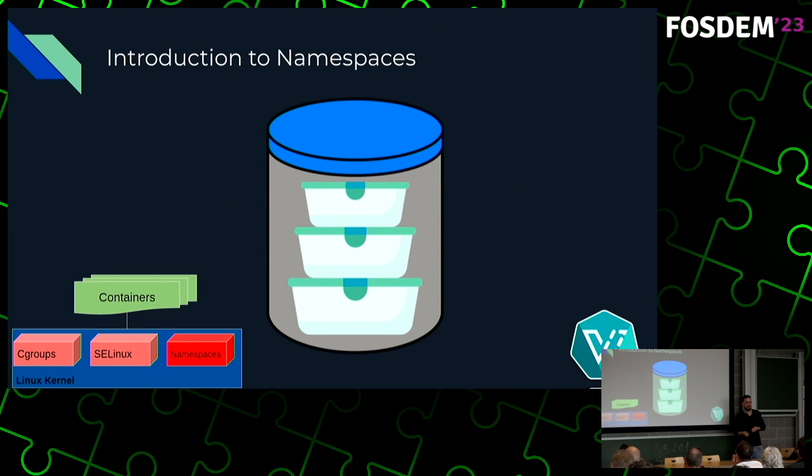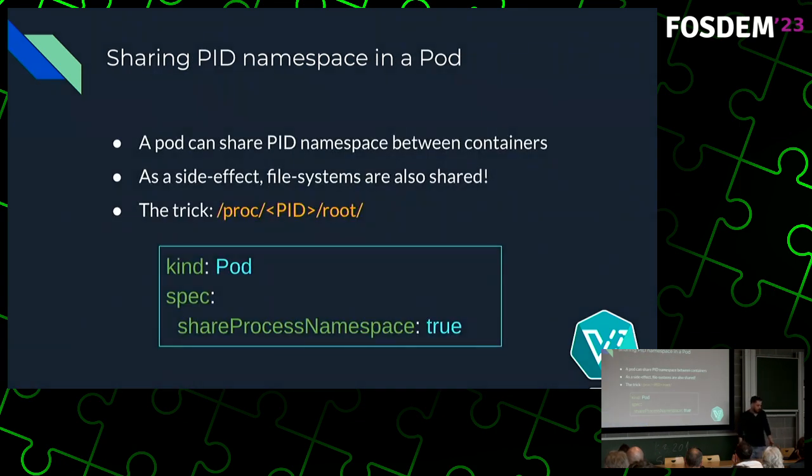How many layers of isolation do we need to strip before it stops being a container? This is more of a philosophical question, but is it possible on Kubernetes? And the answer is yes. For example, it's possible to share the PID namespace, or the process namespace, between containers. And what it means is that inside a container, if you do something like ps, you would see all of the processes from all of the containers. This isolation will not exist anymore.